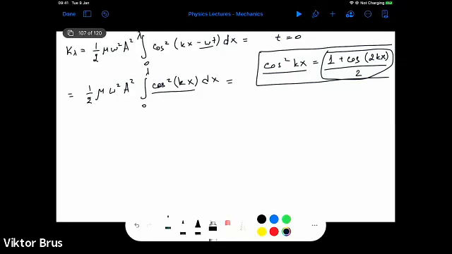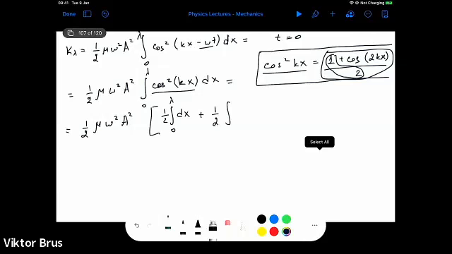So let's continue. We have 1 over 2 mu omega square a square, and here we have integral from 0 to lambda 1 over 2 dx is this part, and then plus 1 over 2 integral from 0 to lambda cosine 2kx dx.